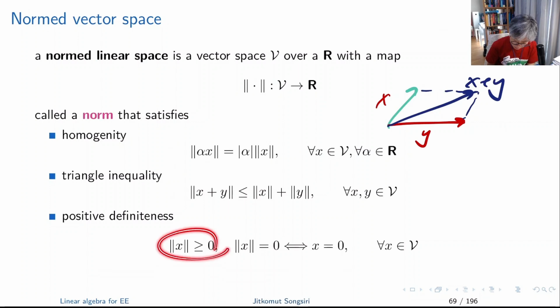A norm must be non-negative, because we're going to use the concept of norm as a size, to tell that this entity is big or small. So the range of this mapping should always be non-negative. And it can only be zero when that entity itself is zero. Okay, so this is the third property.